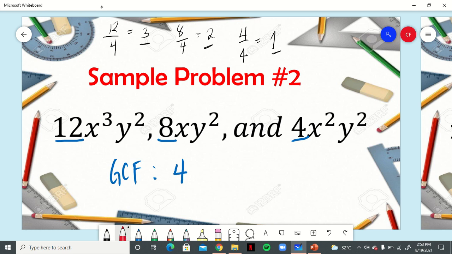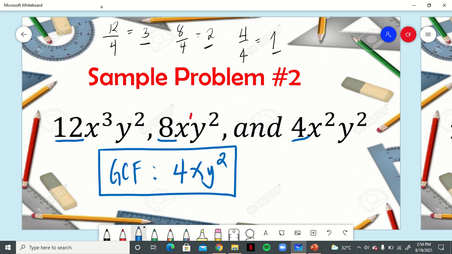Let's proceed to the variables. For the variables, class, we choose the one with the smaller exponent. As you can see, the exponent of x here is only 1, so we put x here. Next, the y. The exponent of y is 2 in all terms, so the greatest common factor of the variable y is y squared, as is. So this is the GCF in sample problem number 2.